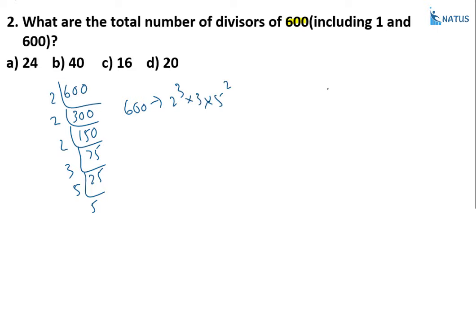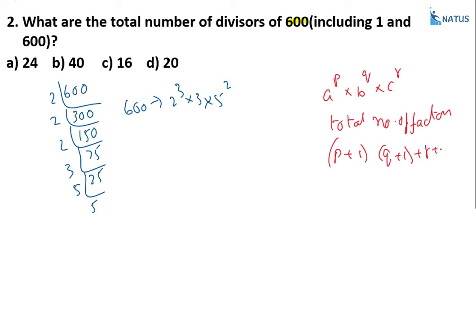Now suppose any number can be written in the form of a power p into b power q into c power r, then the total number of factors is p plus 1 into q plus 1 into r plus 1, which includes 1 and that number.